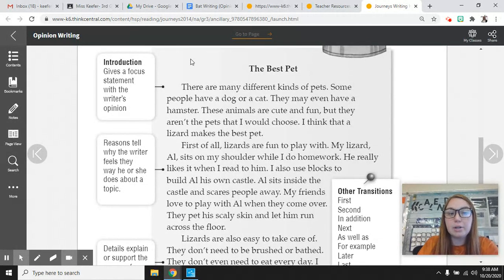So this is the introduction. It gives a focus statement with the writer's opinion down here. "I think that the lizard makes the best pet." But notice this writer didn't just state their opinion. They included a little bit of detail to kind of hook you in, saying there's all these different kinds of pets, but for me, I think the lizard makes the best pet. So they're kind of bringing the reader in.